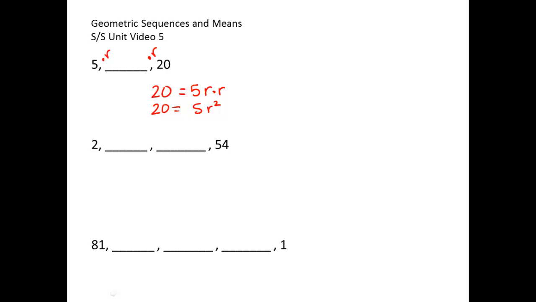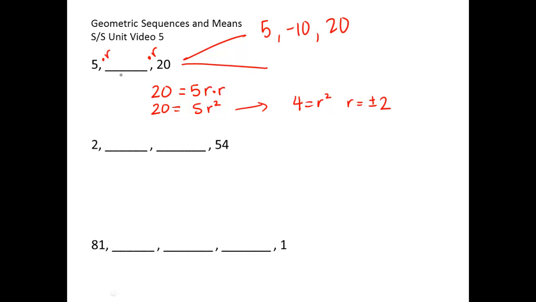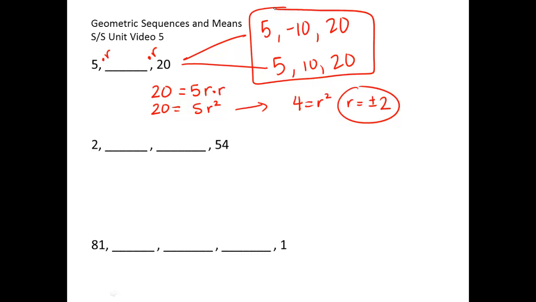Now I would divide by 5, giving me 4 equals R squared, and R equals plus or minus 2. Why plus or minus? Well, I could have two different sequences. I could have 5 times negative 2, which is negative 10, times another negative 2, which is positive 20, and that works. Or I could have 5 times positive 2 times positive 2. So this works to have two different R values, which means I actually have two different resulting sequences. I need to have them both.